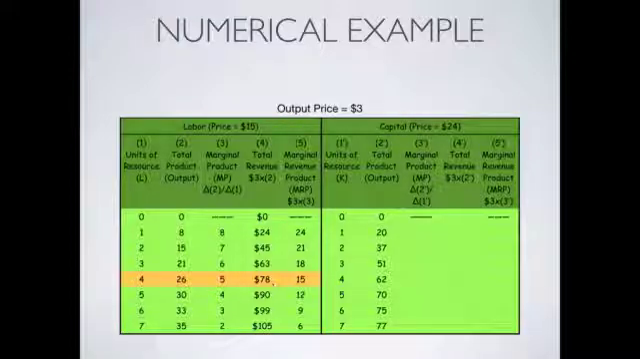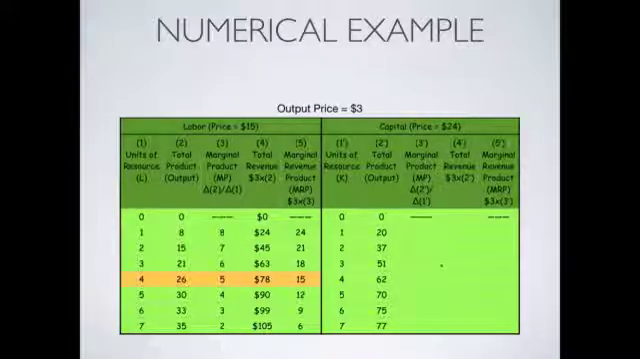This is going to be the optimal amount of labor to be used. Why? Because this is where the marginal revenue product of labor divided by the price of labor, 15, is equal to 1. I take this 15, divide by the price 15, and I get 1.